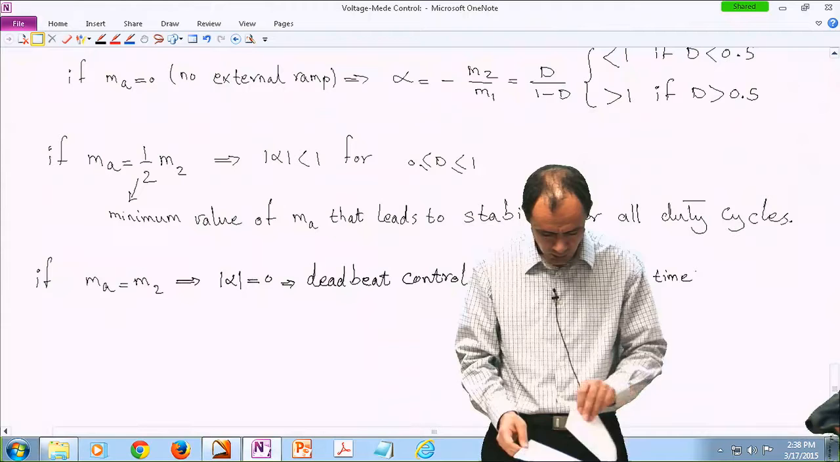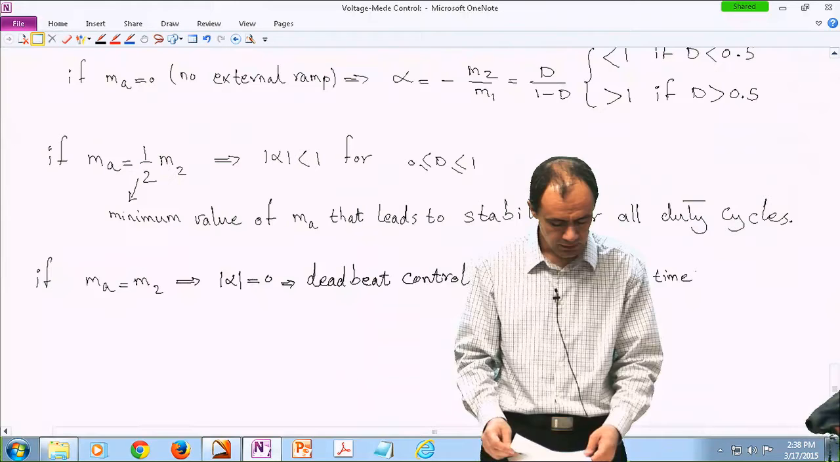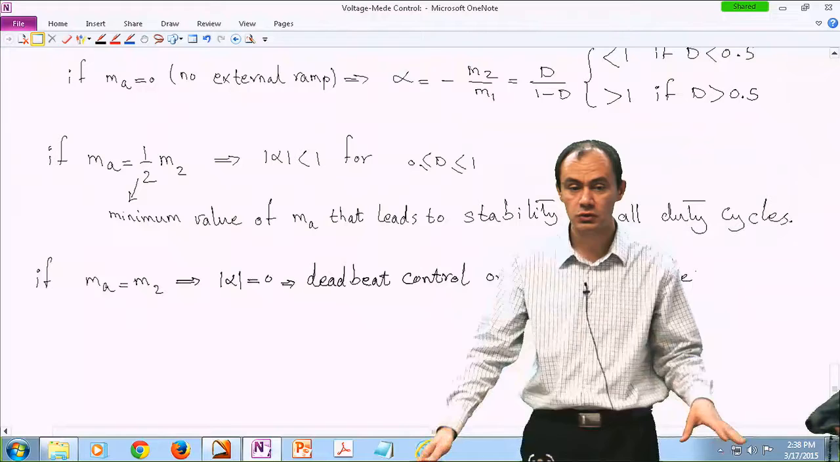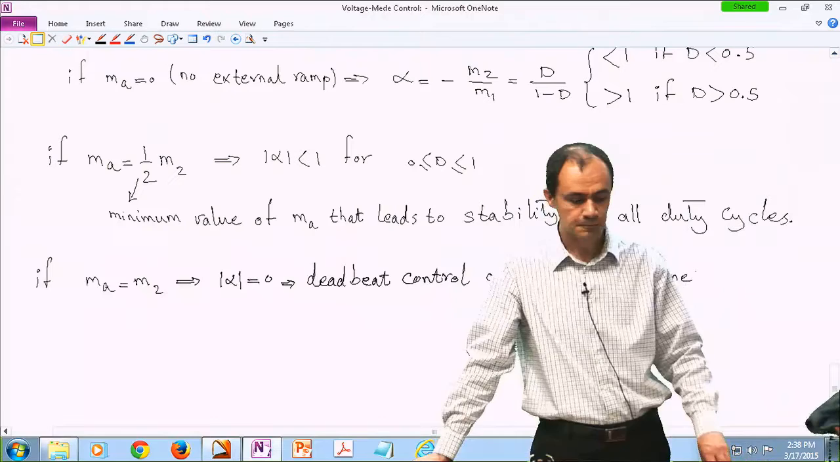All right, any questions? I don't have it with me today, but hopefully tomorrow on Thursday I will have some simulation files, simulation models, so you can look at this auxiliary ramp. Yes? Can you repeat, why do we get the fastest dynamic response?